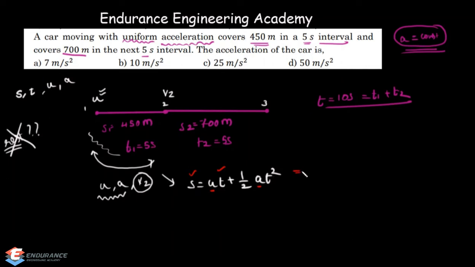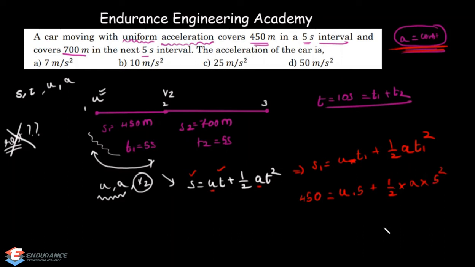That is why. So here first I'm using it for section 1. So s1 = u1 t1 + 1/2 a t1². I'm going to take u1 as u only. Acceleration is constant, right? So s1, which is 450, is equal to u, which is unknown, times the time taken, 5 seconds, plus 1/2 times acceleration, which is constant a, times t1 squared, which is 5 squared. So this is going to be 5u plus 5 squared by 2, which is 12.5a, equal to 450. I will keep this as equation 1.